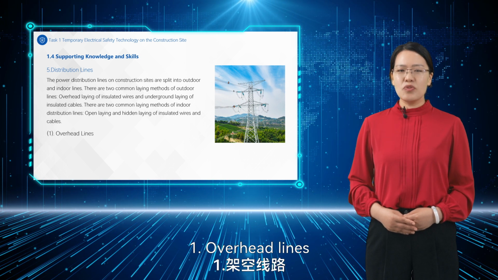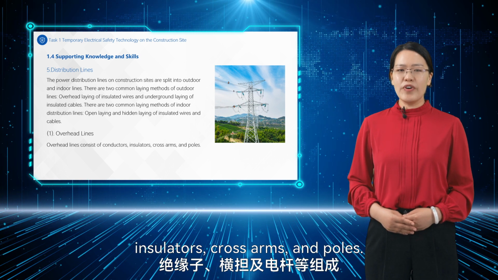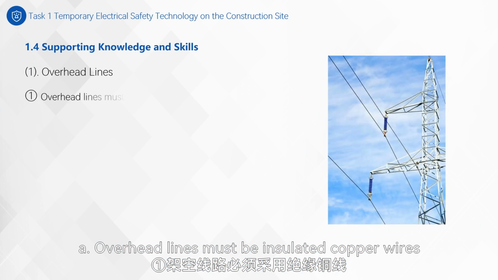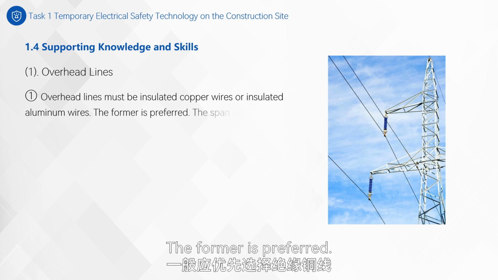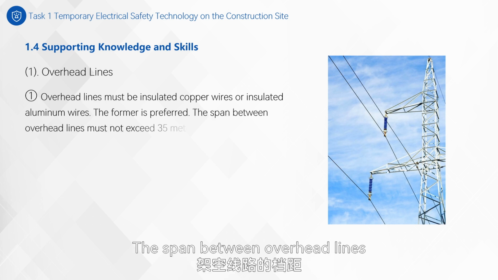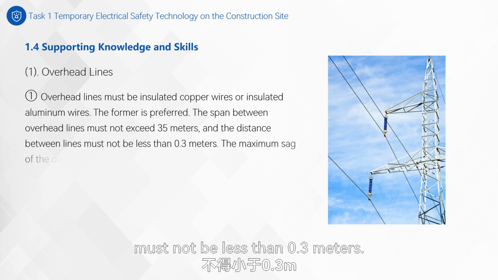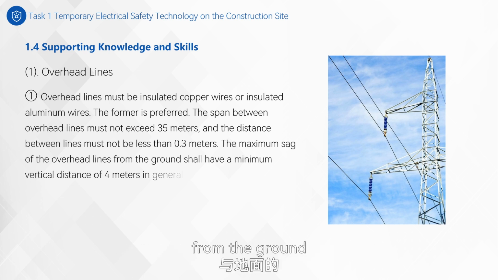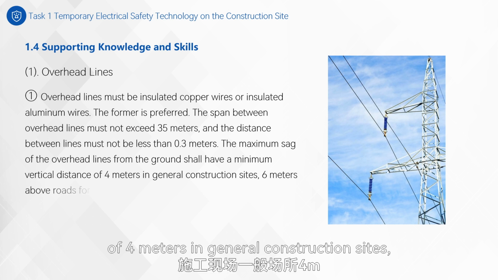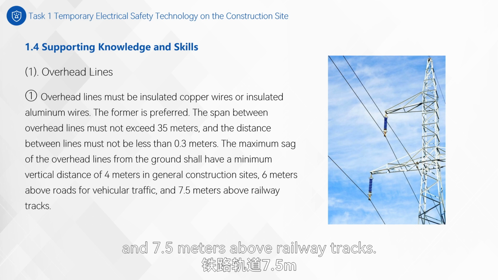1. Overhead lines. Overhead lines consist of conductors, insulators, crossarms, and poles. Overhead lines must be insulated copper wires or insulated aluminum wires. The former is preferred. The span between overhead lines must not exceed 35 meters, and the distance between lines must not be less than 0.3 meters. The maximum sag of the overhead lines from the ground shall have a minimum vertical distance of 4 meters in general construction sites, 6 meters above roads for vehicular traffic, and 7.5 meters above railway tracks.